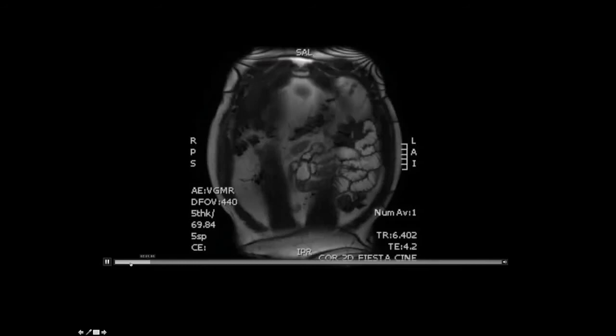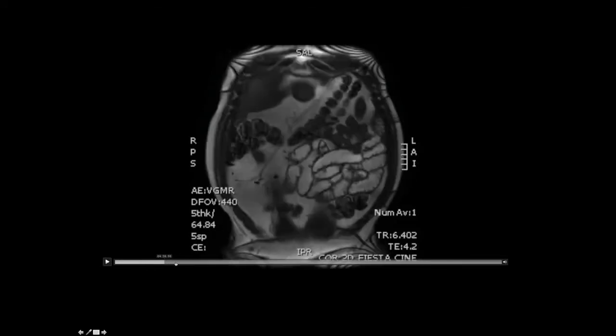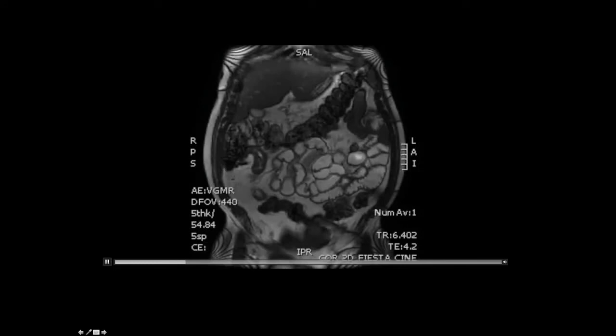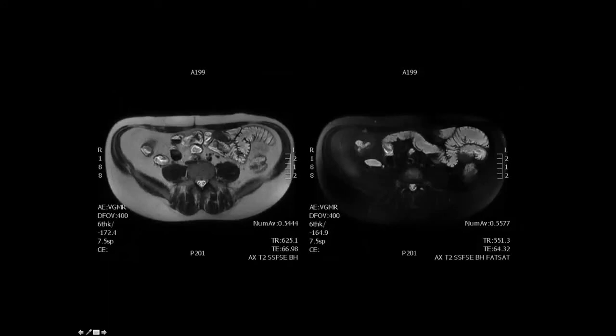Okay, hope it's clear. All right. Yes, it's clear here. And you do see the name on the right lower corner. This is a coronal T2 without fat sat, coronal T2 with fat sat. It shows you beautifully the proximal bowel loops. I think this is the distal jejunum, and how beautifully they are distended with the oral contrast. Axial T2 without fat sat, axial T2 with fat sat. The abnormality is somewhere here.